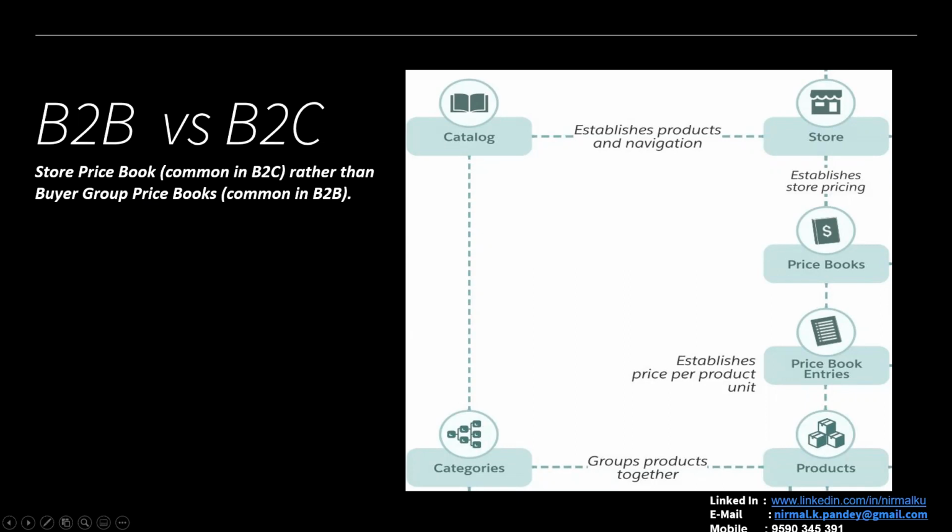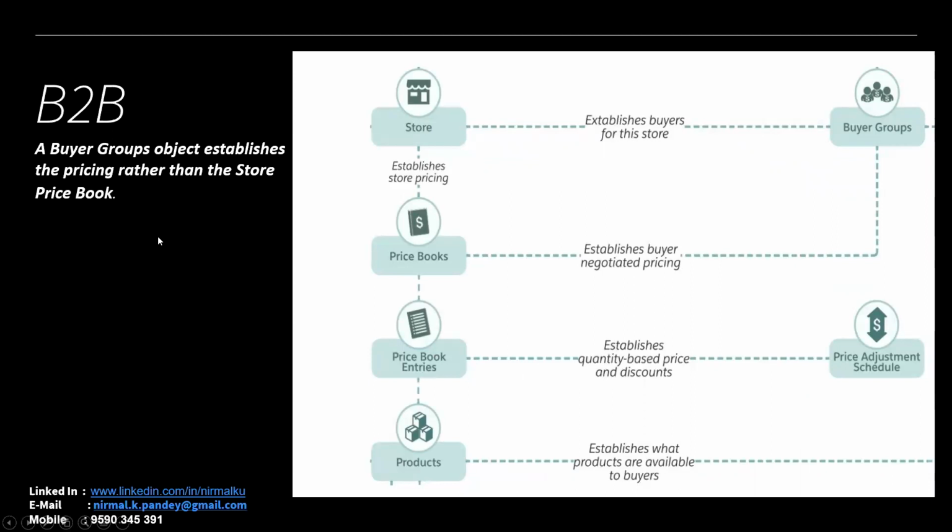Buyer group means the regular customer is coming, then I will give him a different pricing. Then some other account is coming, I will give him different pricing. So that happens in B2B. So that's the primary difference between B2B and B2C. So how you categorize these products and show it. Then a buyer group object establishes the prices rather than the store price book. What that means is, in B2C, you will have a store-based price book, but here you will have a price book based on the buyer group. So, which is negotiated pricing for that particular account, right? So that's what happens.